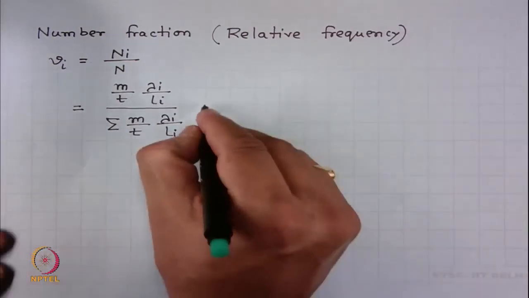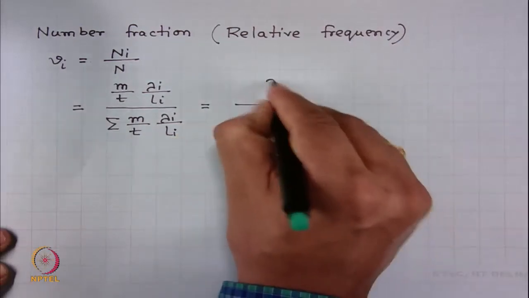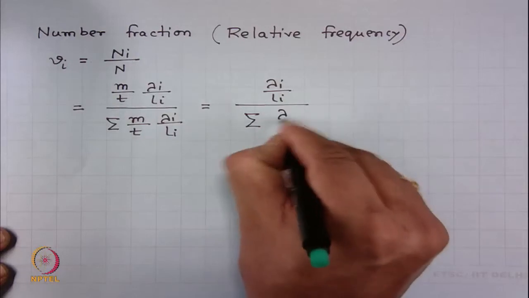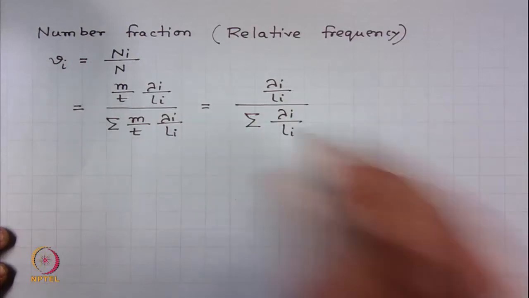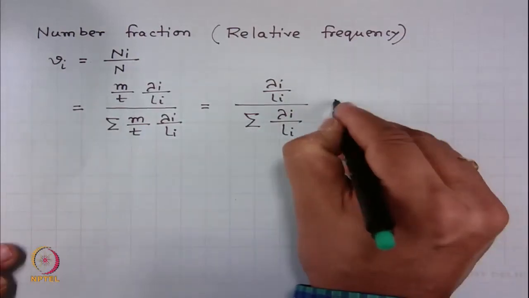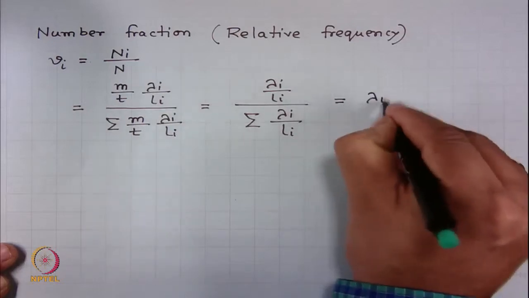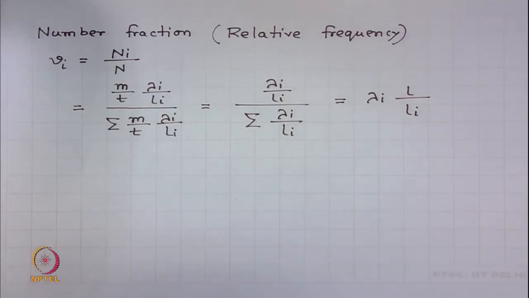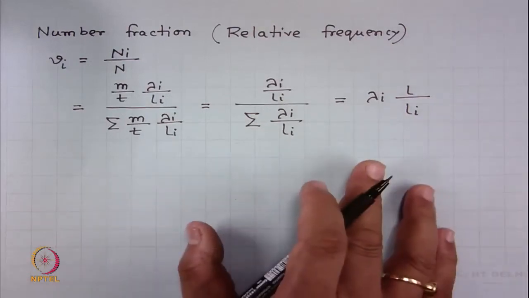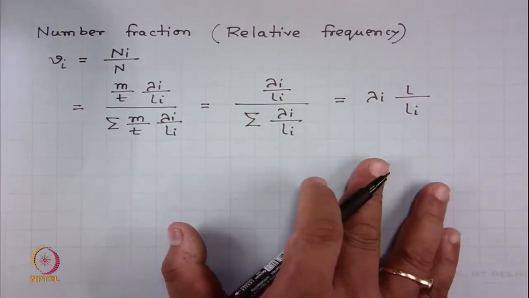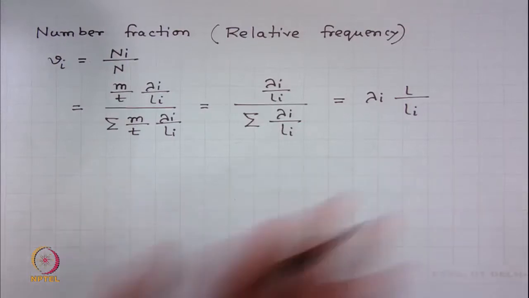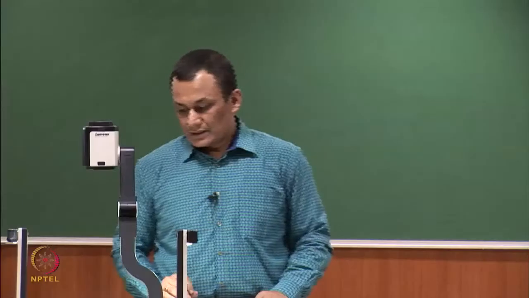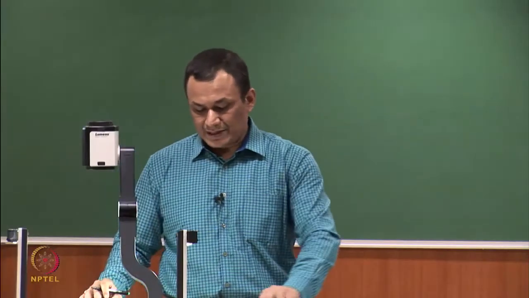This m by t can be cancelled, so lambda_i by L_i, capital L if we substitute lambda_i, L by L_i, right. So, in this way we obtain the number fraction, relative frequency of fibers in the blend.